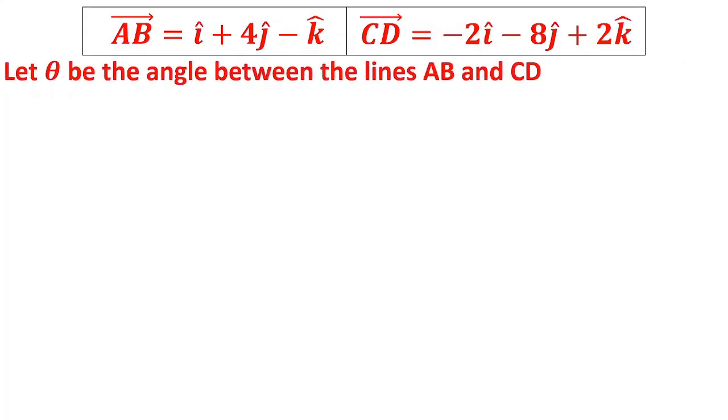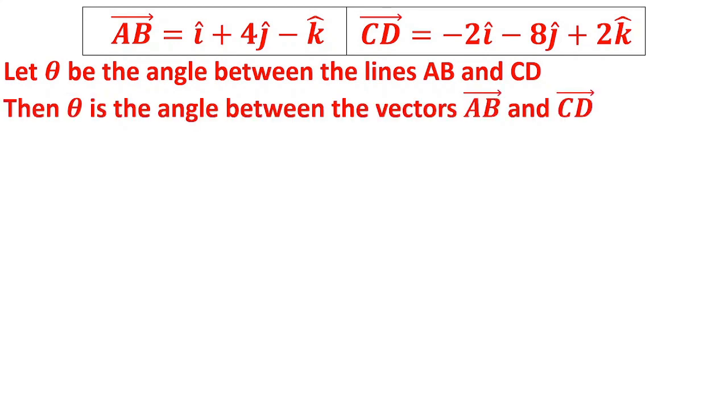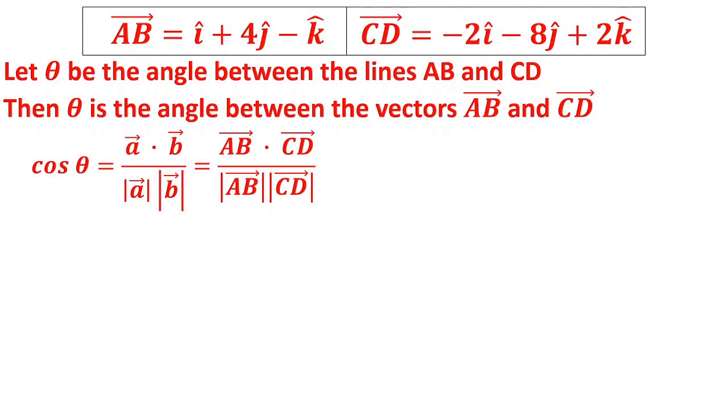Let us find the angle now. Let theta be the angle between the lines AB and CD. Now this will be the same as the angle between the vectors AB and CD. How to get the angle between two vectors? Dot product divided by the product of their magnitudes. Therefore this is the formula: AB dot CD by magnitude of AB into magnitude of CD. I have displayed the formula here, A dot B, where A is AB and B is CD.